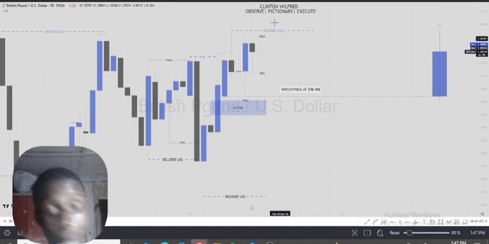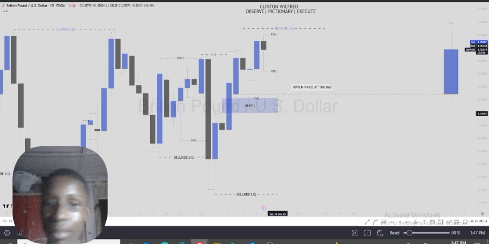But I feel price is heading to this buy side liquidity first before we can reverse to look at this point for an up movement. So watch price at the same balance. Watch price to trade down to the same balance, because that's where price would like to draw to.